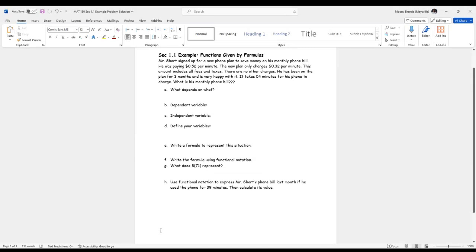Hi class, I want to go over section 1.1 with you to make sure you understand dependent variable, independent variable, and how to write a formula using functional notation.